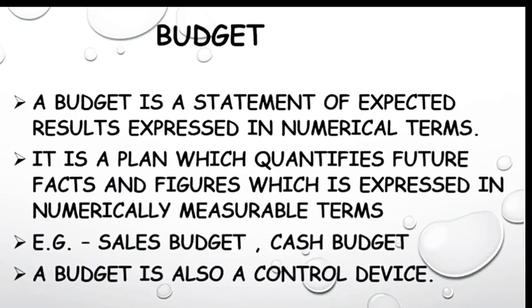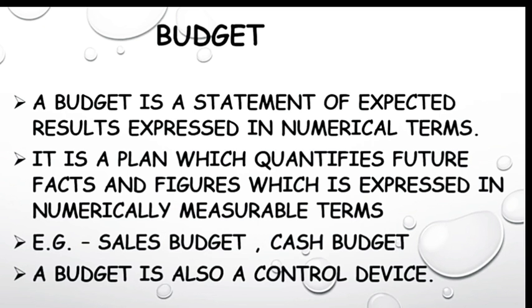Lastly, in this chapter, we have budget as a single-use plan. A budget is a statement of expected results expressed in numerical terms. It is a plan which quantifies future facts and figures. For example, a sales budget may forecast the sales of different products in each area for a particular month. There can be a cash budget, what amount of cash is coming in, what amount of cash is moving out, a purchase budget, a production budget, whatever it may be.